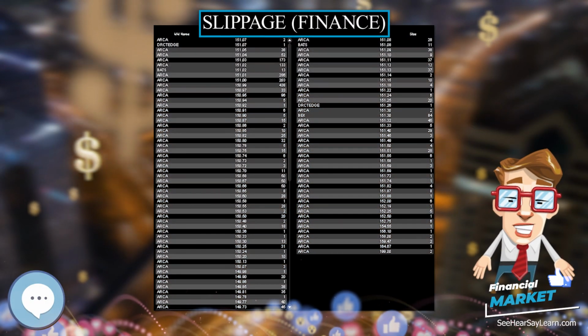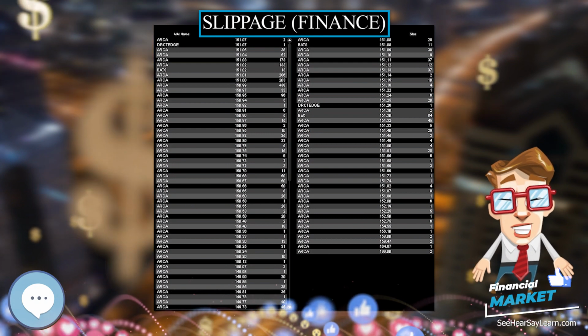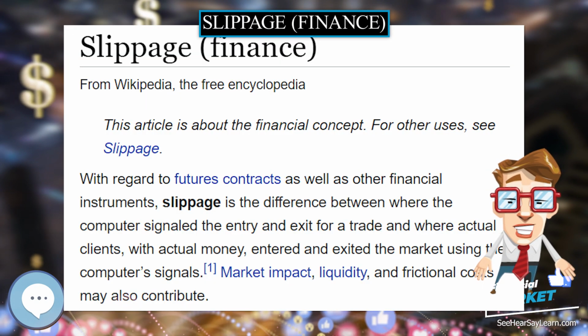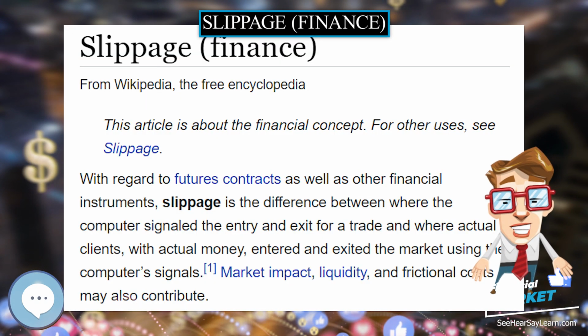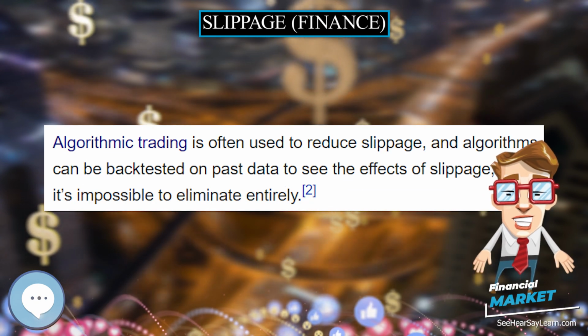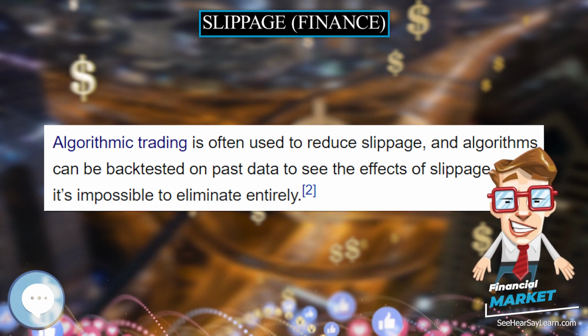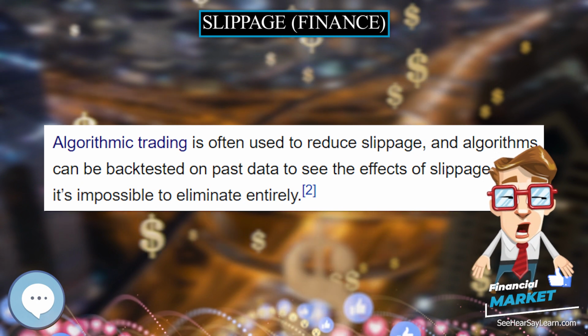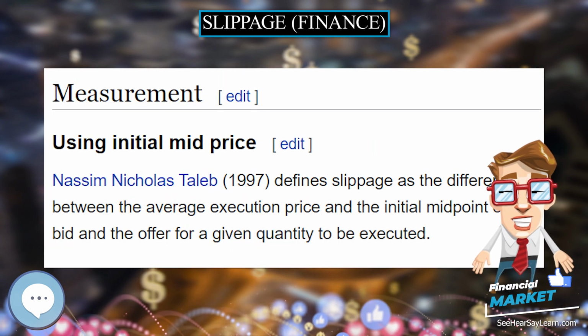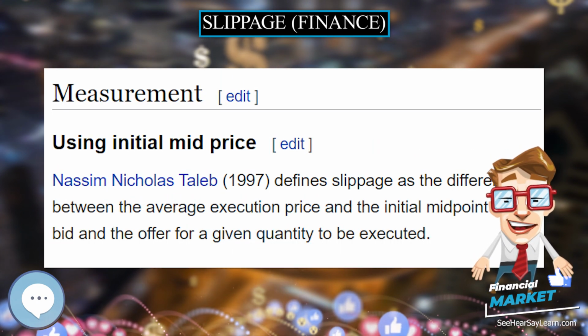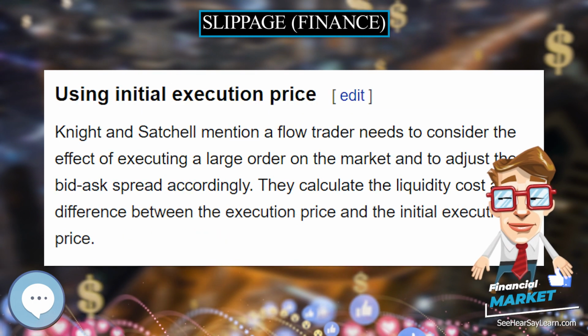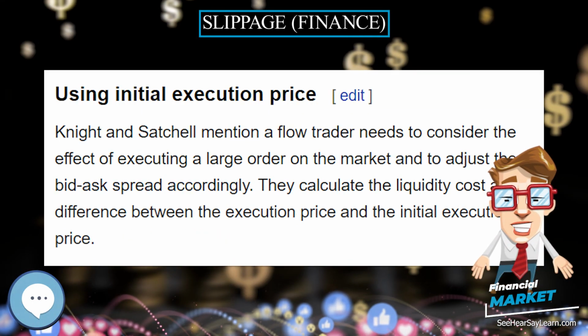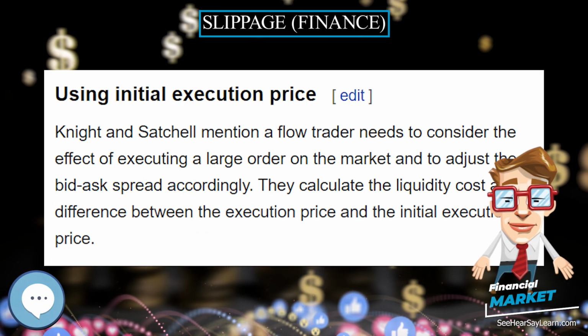Slippage, finance. With regard to futures contracts as well as other financial instruments, slippage is the difference between where the computer signaled the entry and exit for a trade and where actual clients, with actual money, entered and exited the market using the computer's signals. Market impact, liquidity, and frictional costs may also contribute.